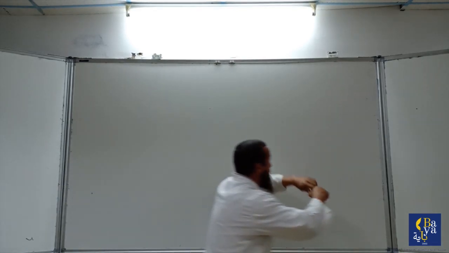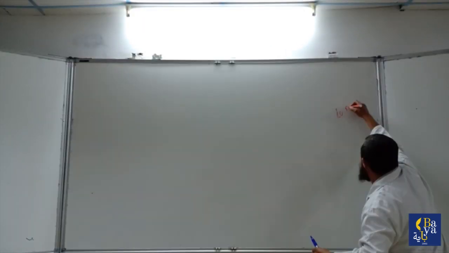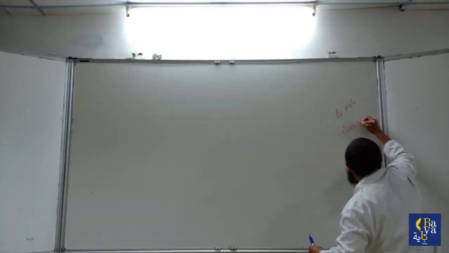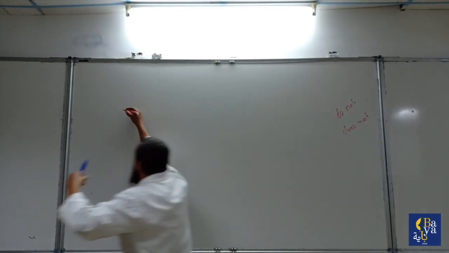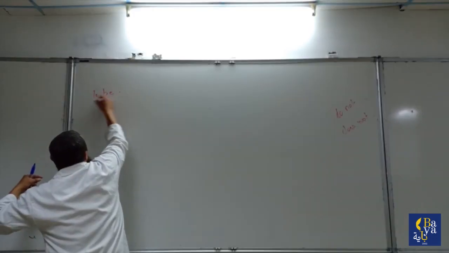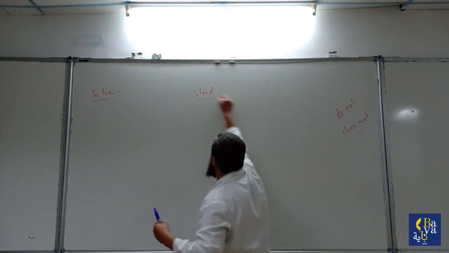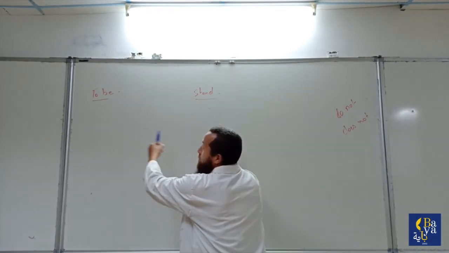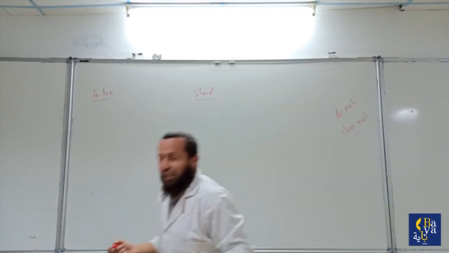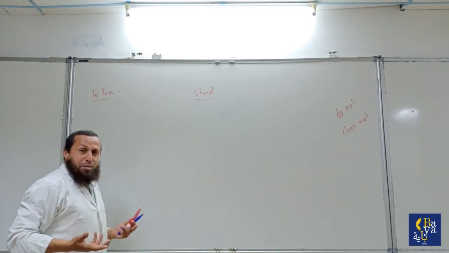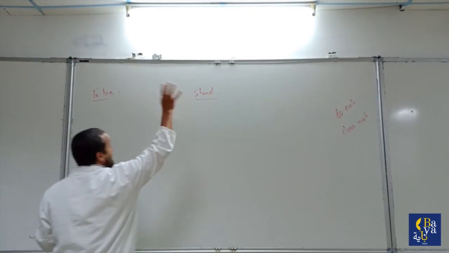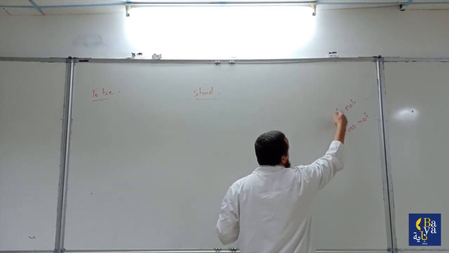Negative form, we use do not and does not. Remember these words. And then remember group to be, group stand. We remember the two groups. As you can see, we are not doing something new. It's group to be. Other verbs, do and does.